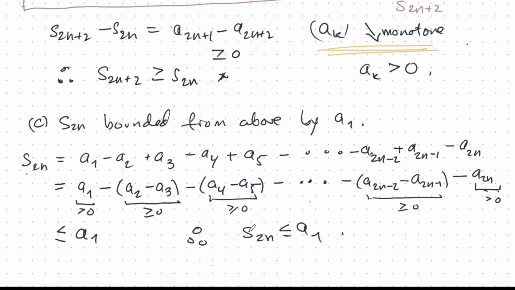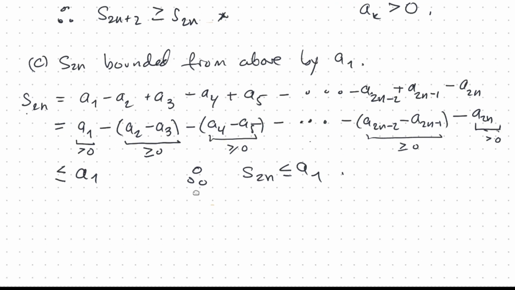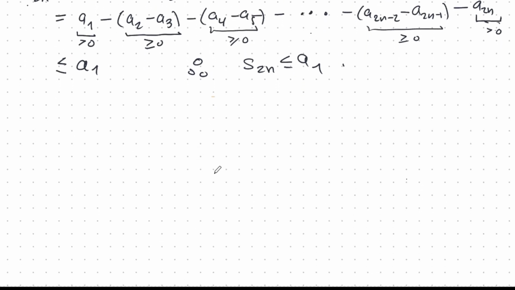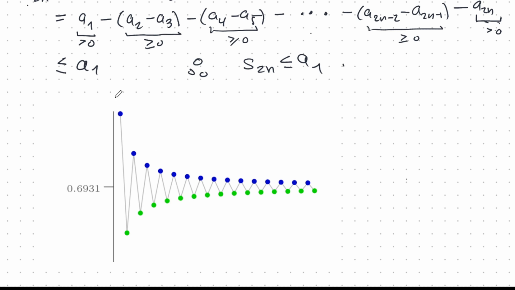But we can see all these things in a picture. Let me show you. I think I have enough room. You can see it all here. This is A1, because S1 is A1. These terms are S2, S4, S6, and so on and so on.